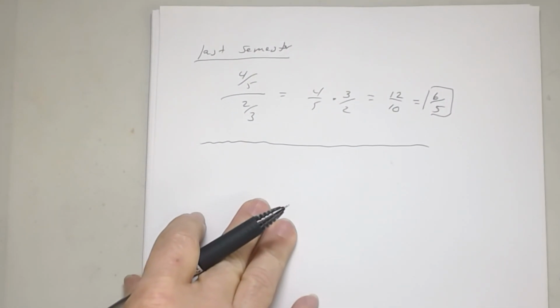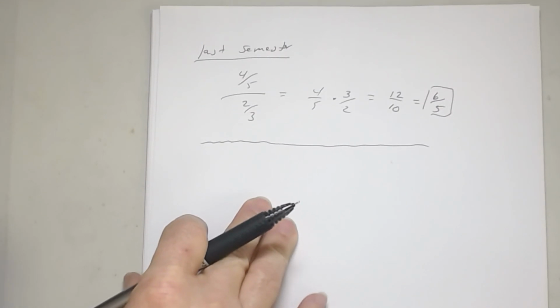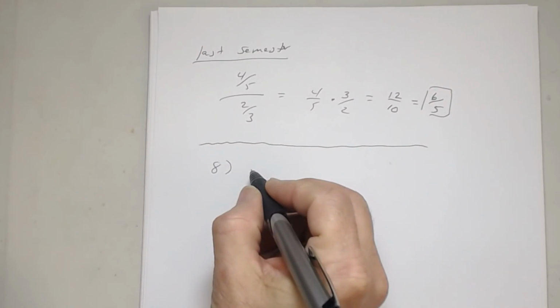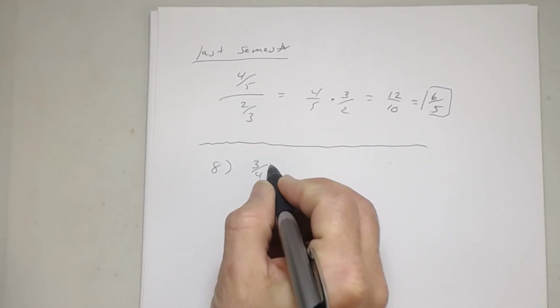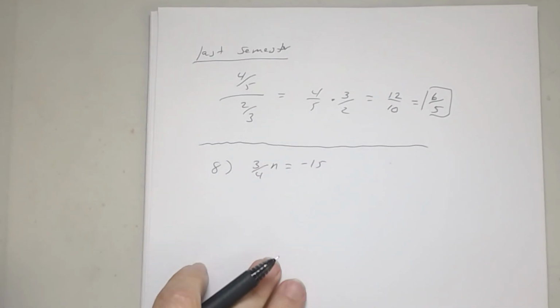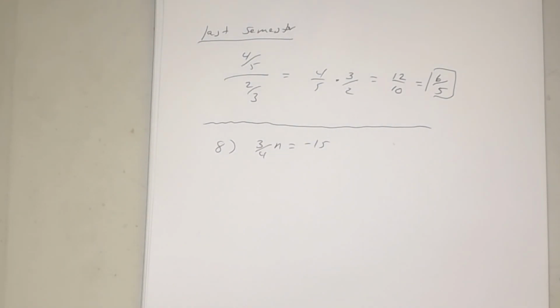Okay? All right. Now let's look at number 8. You have 3/4 n equals negative 15. All right. So the term involving the variable is by itself. What's the coefficient? 3/4. So to get the variable by itself, what do I need to do to both sides?